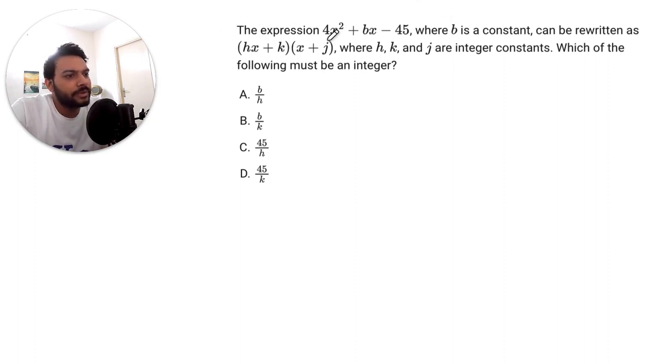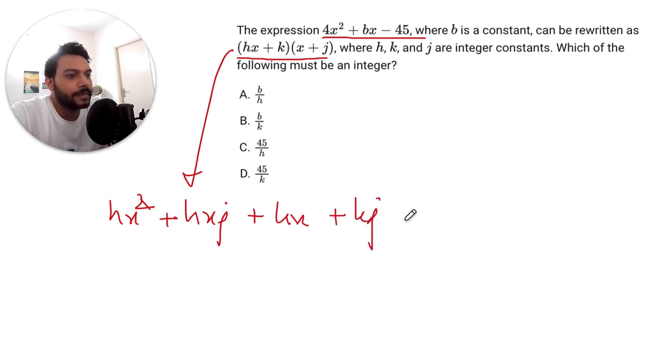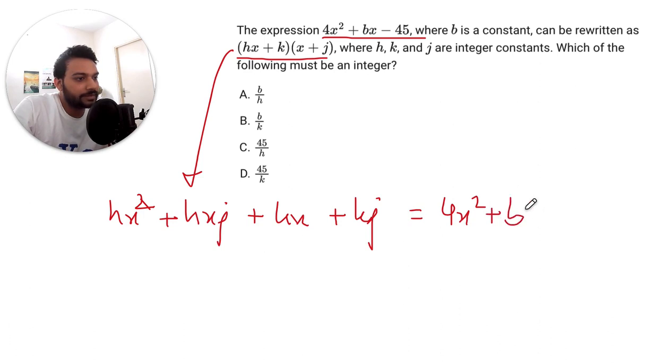So they've given one expression and its equivalent form, (hx plus k) times (x plus j). Let's expand this first. So hx squared plus hxj plus kx plus kj. Okay, this is equal to 4x squared plus bx minus 45. We don't know the nature of b. B is a constant, but it's not given whether it's an integer or not. H, k and j are integers.